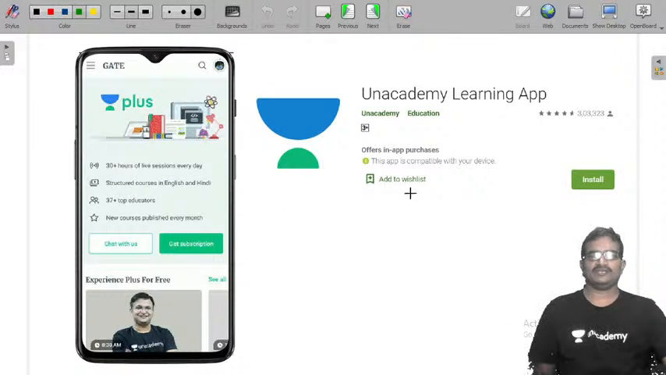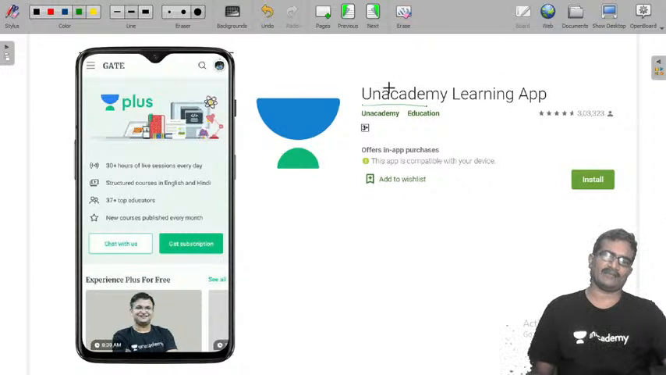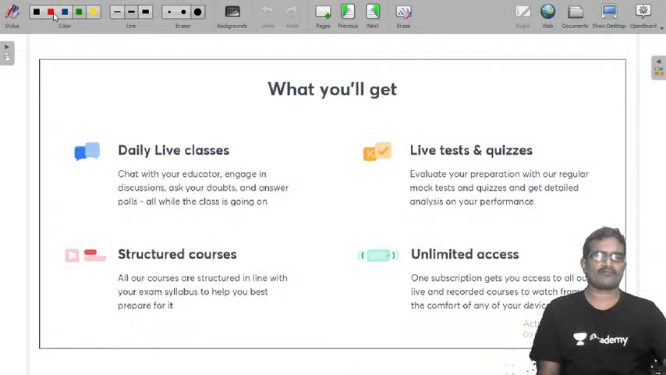Here you get how to check Unacademy, how to get the Unacademy learning app onto your device. Just go to Play Store, type Unacademy. You get the Unacademy learning app like this. By clicking on this install button, you can install your Unacademy learning app onto your device.